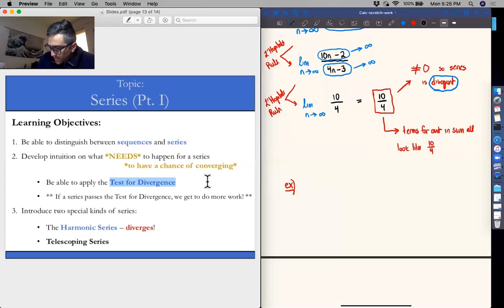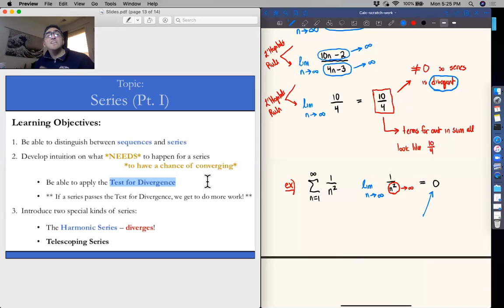Here's an example. Let's consider the series n equals 1 to infinity of 1 over n squared. If we apply the test for divergence, we'll again take the limit as n goes to infinity of the series function, 1 over n squared. And what we see as n gets very, very large is that this denominator, n squared, is going towards infinity, but that numerator is a finite number. So this overall limit is 0. And this is really important.